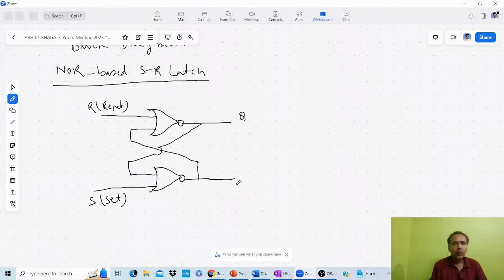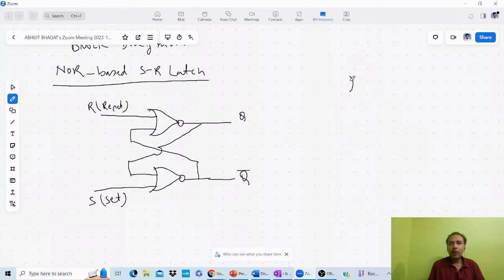This is Q, and this is Q bar. So here S and R are the inputs, and Q and Q bar are the outputs. There are two NOR gates used for designing the NOR based latch. Now next, all of you know the truth table of NOR gate.